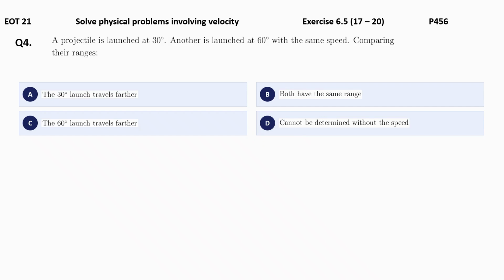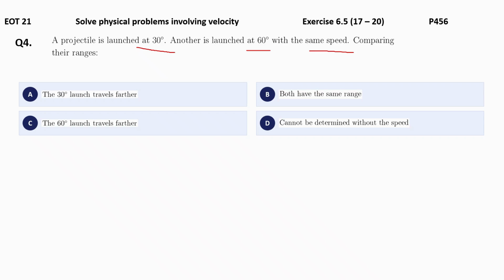This is an understanding level question. Your projectile is launched at 30 degree. Another one is launched at 60 degree but with the same speed. You are asked to compare their ranges. You should understand something. Whenever two projectiles are launched with the same speed at angles that get added up to 90 degree, that is complementary angle, they will land at the exact same spot. That's why their horizontal ranges are equal.